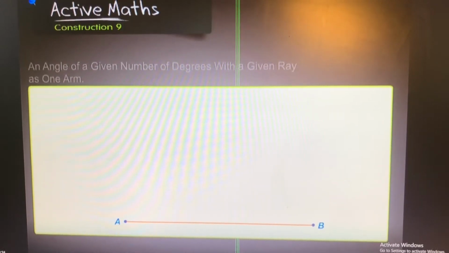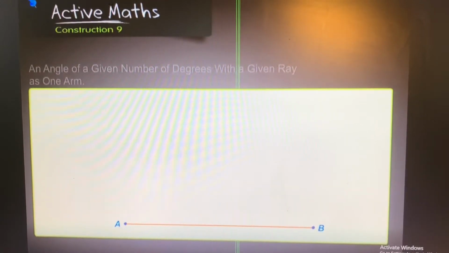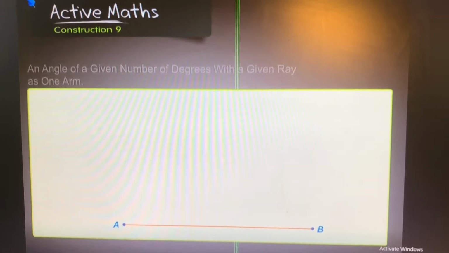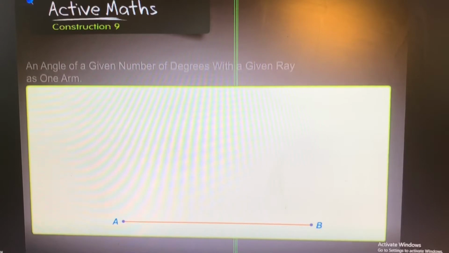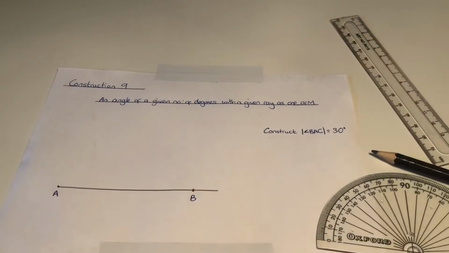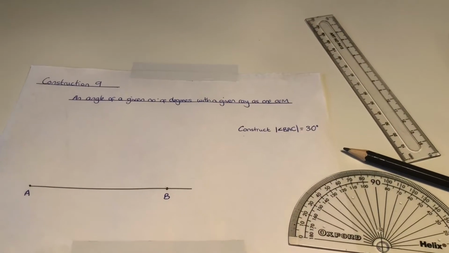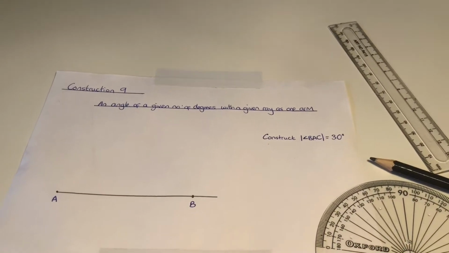Good morning. Today we're going to learn about construction 9, how to construct an angle of a given number of degrees onto a given ray, which will be one arm of the angle. For this construction, you will need a protractor, a sharp pencil, and a straight edge.